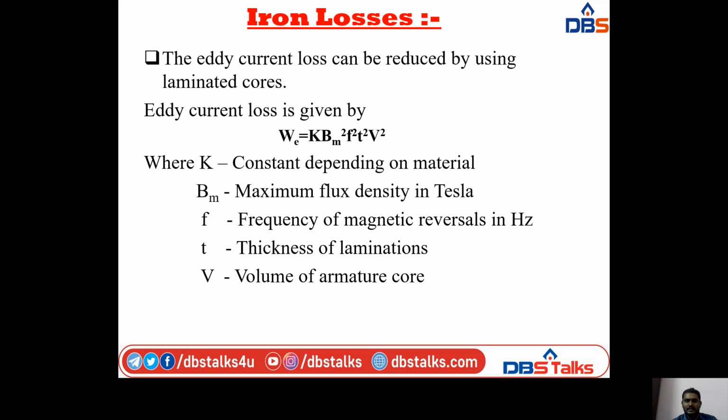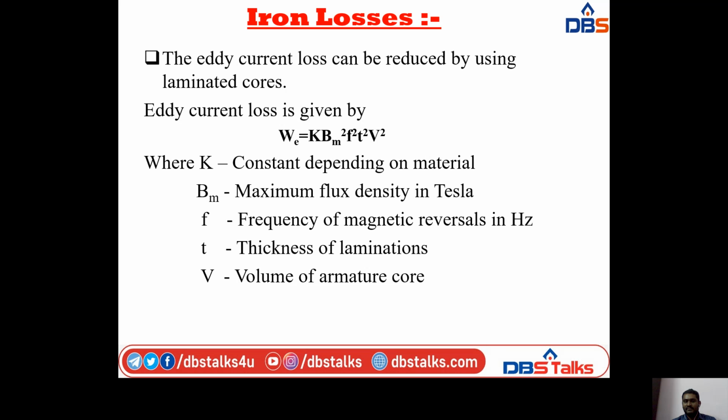Next, the eddy current loss can be reduced by using laminated cores. The eddy current loss is given by We equal to K into Bm square F square T square V square. This is the eddy current loss equation, where K is the constant depending on the material, and Bm is the maximum flux density in Tesla. Tesla is the unit of flux density.